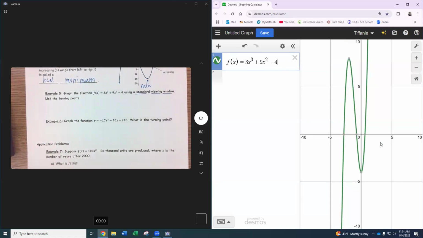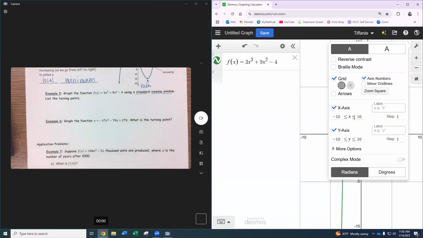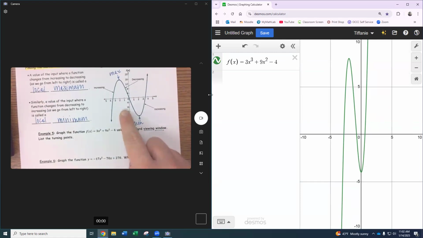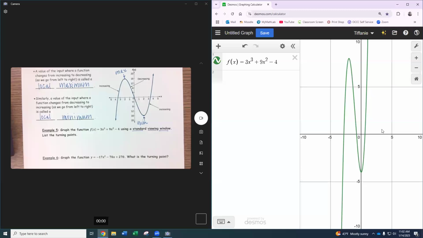All right, here is my graph here, and I'm already on the standard viewing window from last problem. When I go in here, negative 10 to 10 with a step of 1, negative 10 to 10 with a step of 1. So turning points here, you can see this is almost like this graph right here. You can see the max, and you can see the min in this one right here.